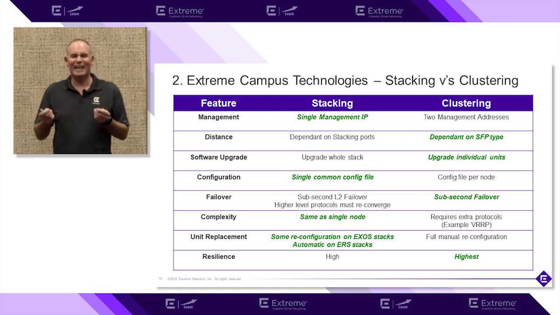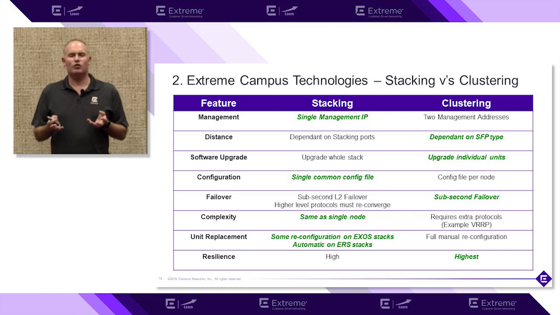Also, when we run a gateway redundancy protocol, VRRP, we need this on switch clustering because there are 2 switches. If one fails, we need the gateway to move between the 2 members of the cluster. With stacking, because it's acting as a single switch, we don't need any gateway redundancy protocol. So from a complexity perspective, again, stacking wins out here.